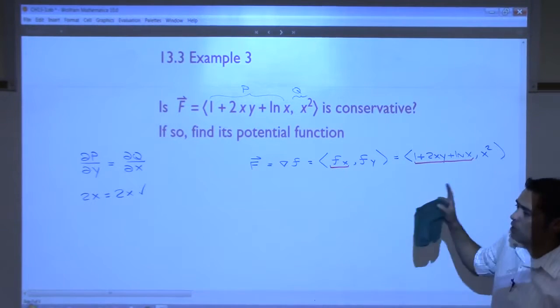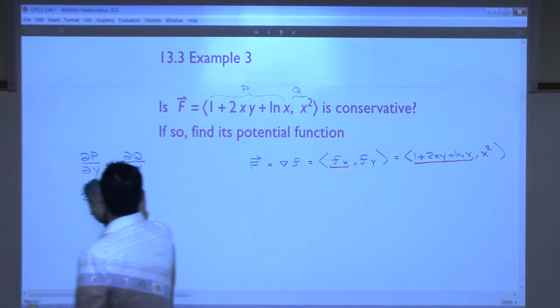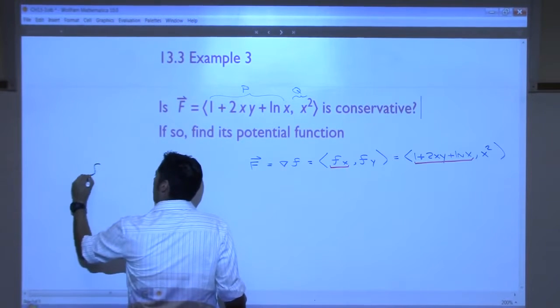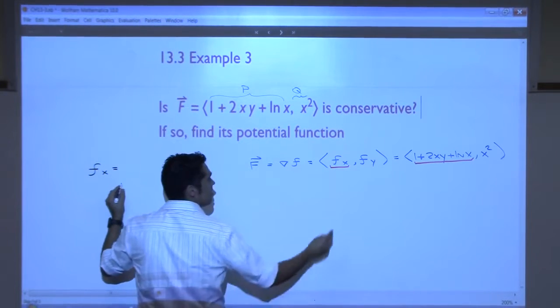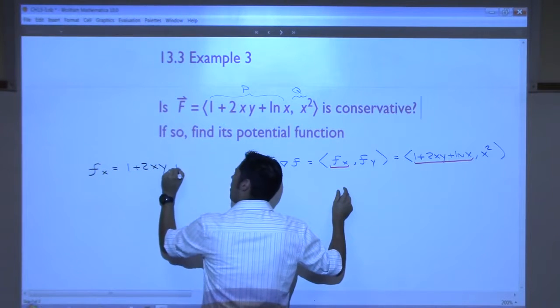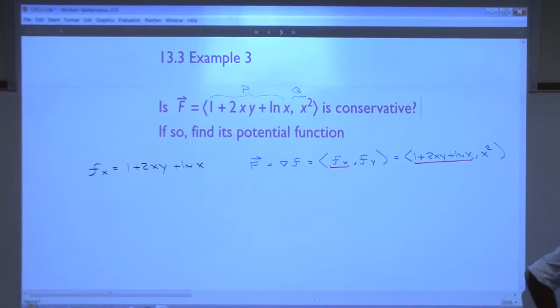Everyone understand what we're looking for is little f? Right? Okay. So I'm going to write this down. I have that the partial of f with respect to x is 1 plus 2xy plus the natural log of x. That comes from taking the derivative of little f with respect to x.